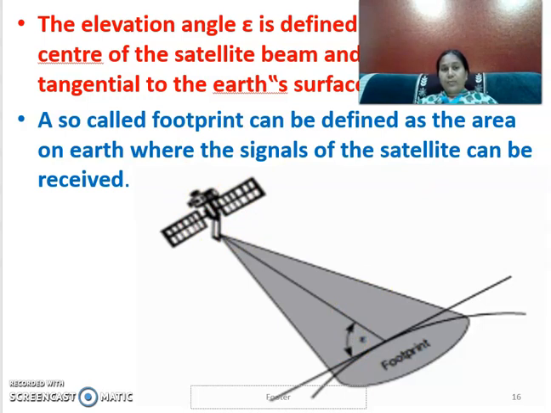These are the few basic points that need to be remembered for the satellite.